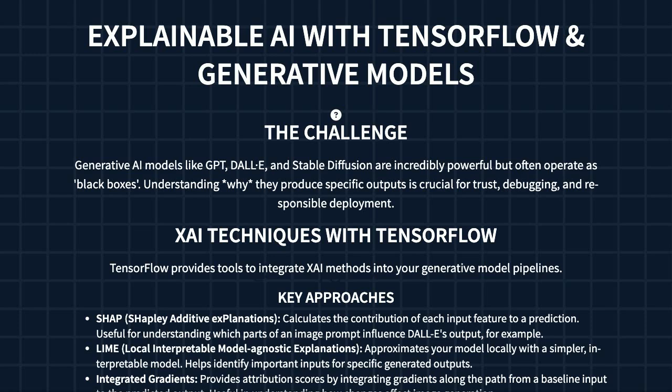That's where explainable AI, or XAI, comes in. TensorFlow gives us some really powerful tools to start figuring out how these models are making their decisions. We're talking about techniques like SHAP and LIME that can show us which parts of a prompt, whether it's text for GPT or details in an image for DALL-E, are most influential on the output. It's all about understanding these feature contributions, visualizing them with TensorBoard, and ultimately building more trustworthy and understandable AI systems.